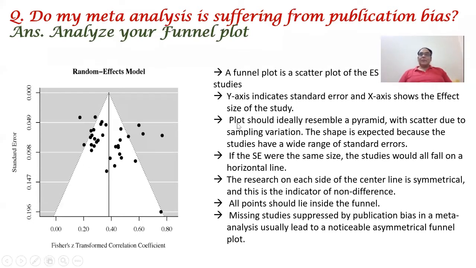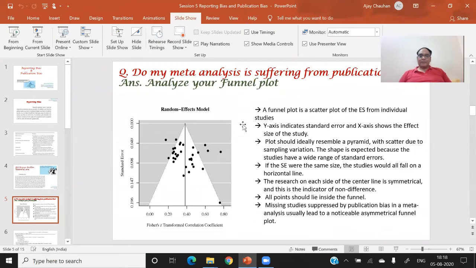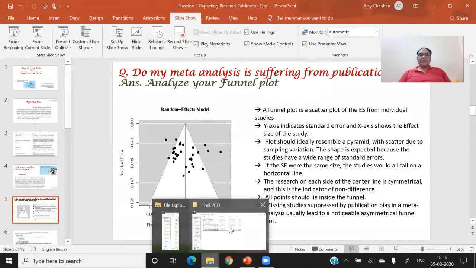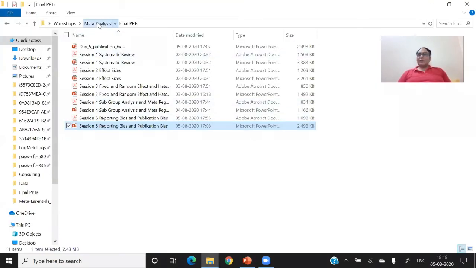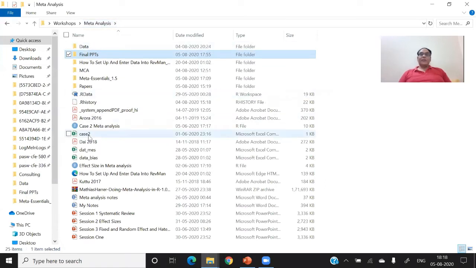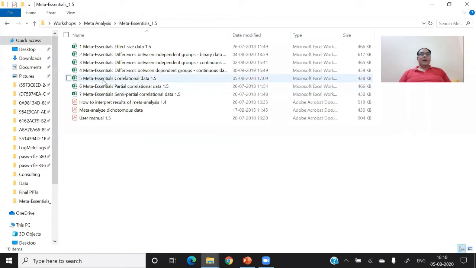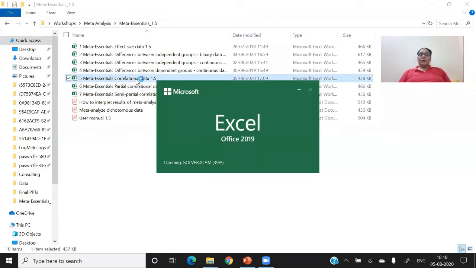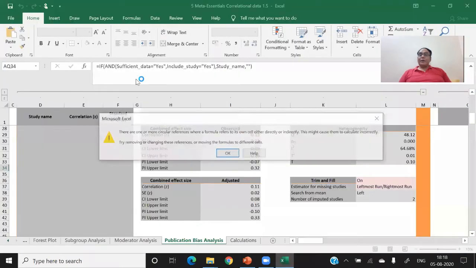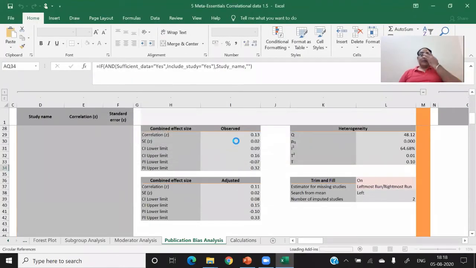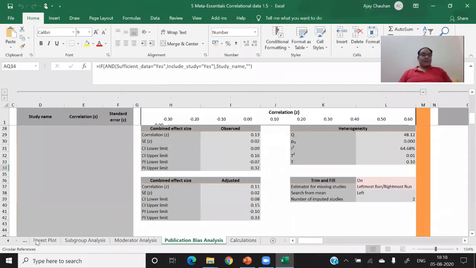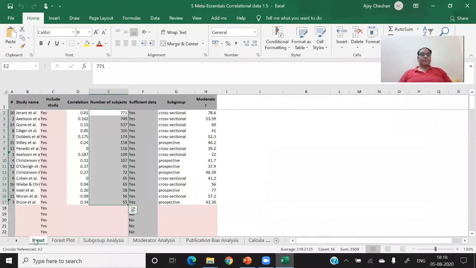Let me show one experiment to you. After that, I will ask something of you and will explain the funnel. So let me open the Meta Essential, and I'm going to conduct one experiment. Just see what experiment I'm going to do. This is my Meta Essential file, and I'm opening the file of correlation data. In this data set, the input data is correlation. So this is the data.